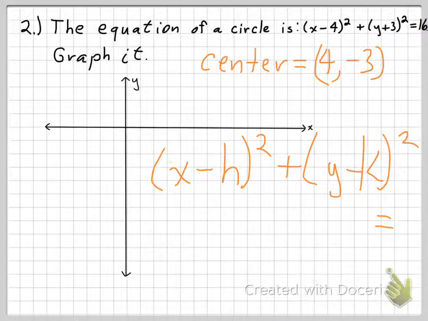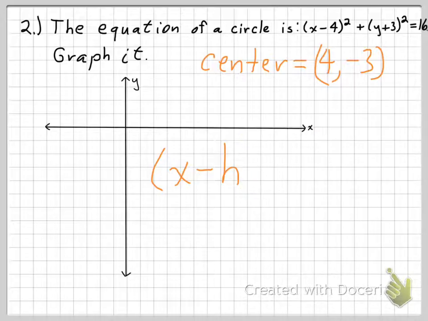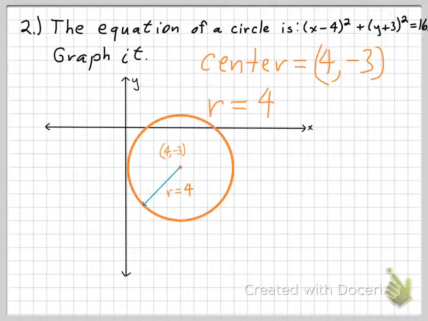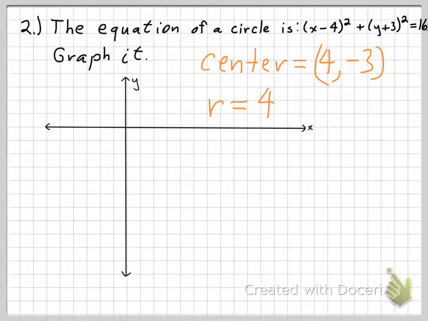Give me a moment here. Let me erase these values. Okay, so we have the center is 4, -3, and the radius is going to be the square root of, hold on, I got a little bit ahead of myself here. The radius is going to be the square root of this value here. The square root of 16 is 4, so my radius is 4.